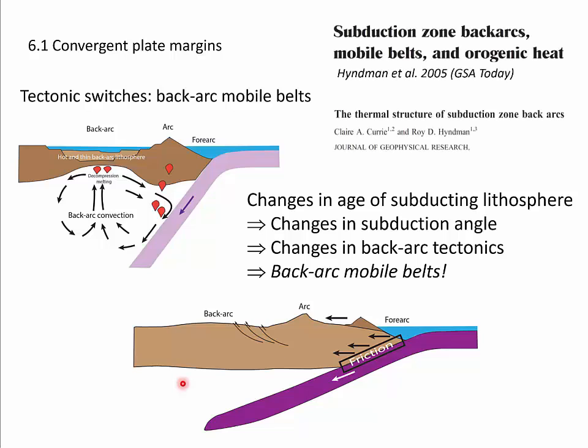And if you want to learn more about the subduction in back arcs and mobile belts, there are beautiful papers. One of them is Hyndman et al. in 2005 in GSA Today, and another paper from 2006, the thermal structure of subduction zone back arcs by Claire Currie and Roy Hyndman.